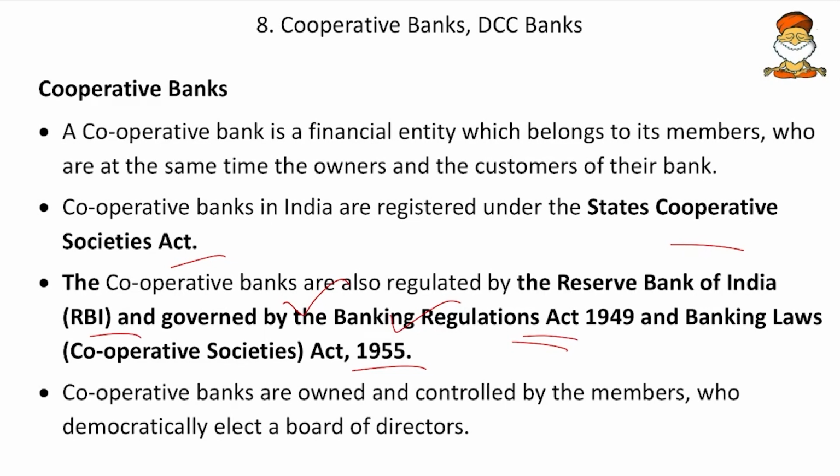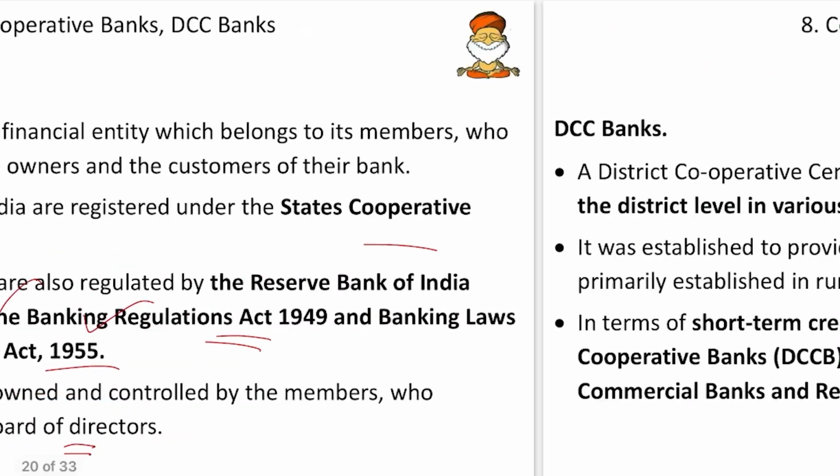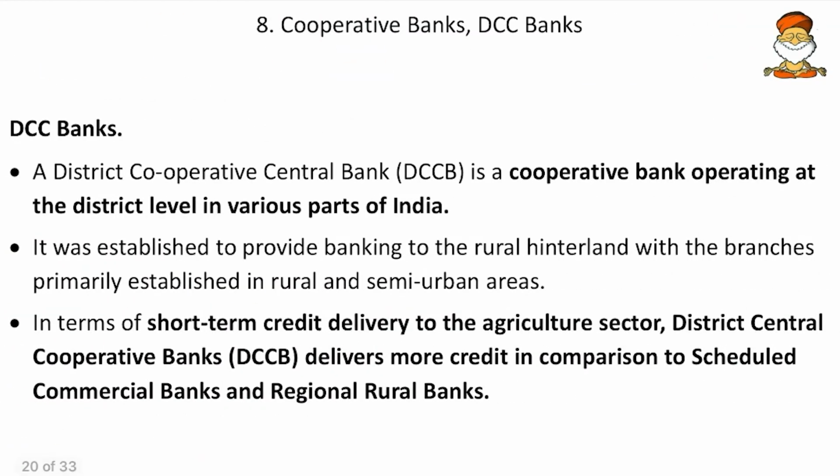Cooperative banks are owned and controlled by the members who democratically elect the board of directors. So here democracy is paramount because the customers are themselves the owners. And then the DCC banks, the District Cooperative Central Banks, operate at the district level in various parts of India, and were established to provide banking to the rural hinterlands, with branches primarily established in rural and semi-urban areas. So mark this as primarily.